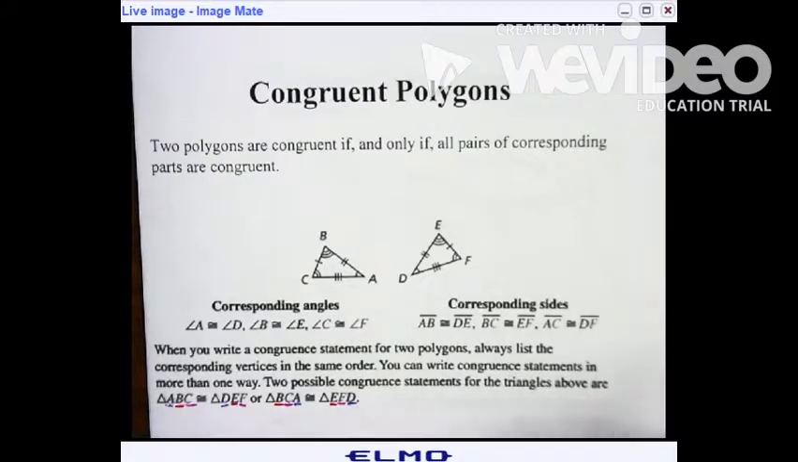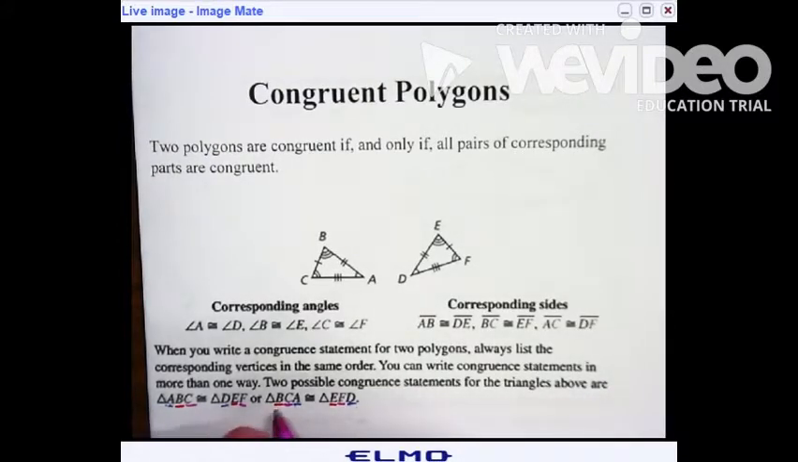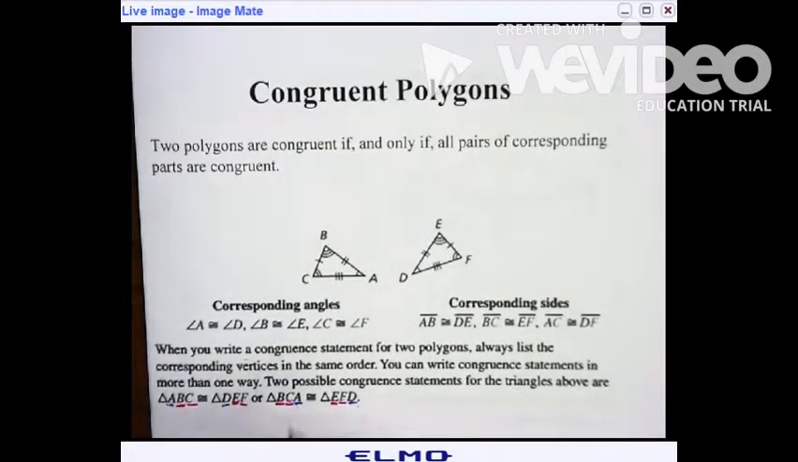And this right here, which says triangle BCA is congruent to triangle EFD, that is a congruent statement. So if you have a homework assignment that says write a congruent statement, that just means say this figure is congruent to that figure. That's all it wants. Just make sure that your corresponding vertices are matched up and in the right order.